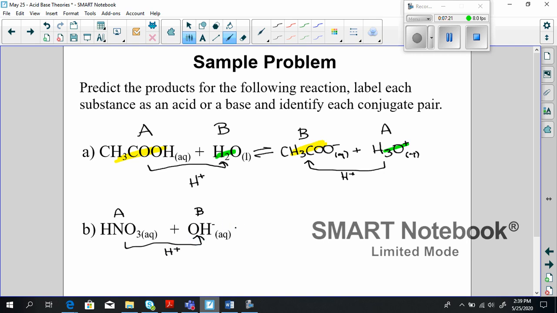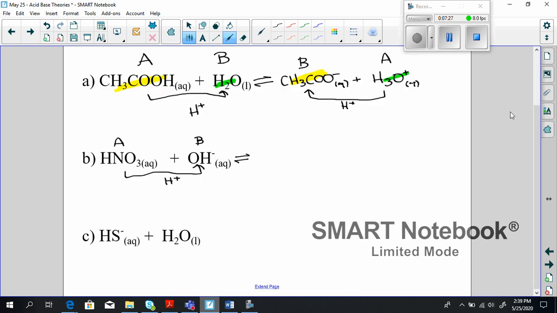So equilibrium arrows, which we want to include. And then we're going to say, what do we get when we donate our proton? So HNO3 is going to donate a proton. So we're saying, what is HNO3 after it lost a hydrogen? Well, there's no more hydrogen, so it's going to be NO3. It was neutral and lost a positive, and it's going to become negative. And negative ions, or any ions, are aqueous.